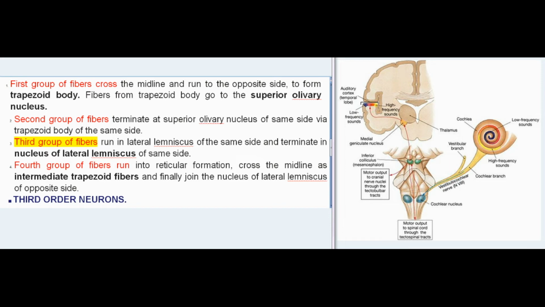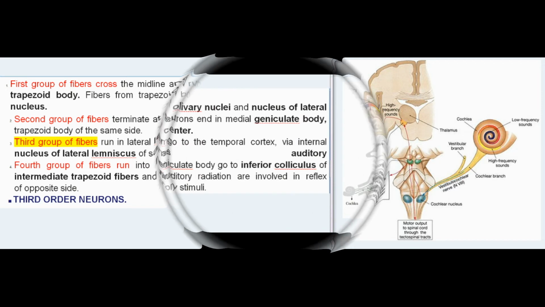Third group of fibers run in lateral lemniscus of the same side and terminate in nucleus of lateral lemniscus of same side. Fourth group of fibers run into reticular formation, cross the midline as intermediate trapezoid fibers and finally join the nucleus of lateral lemniscus of opposite side.